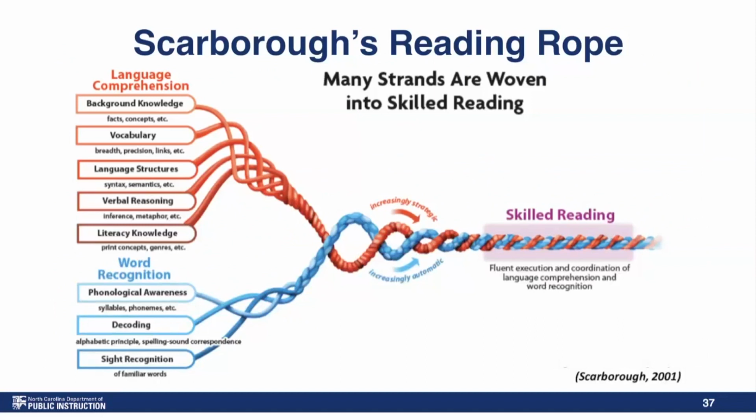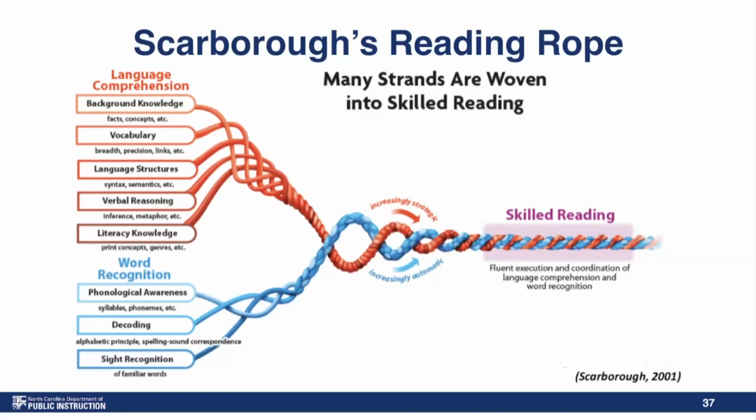So we come back to this model, to Scarborough's reading rope, to show that comprehension is so complex. Hollis Scarborough's rope breaks the skilled reading process down into language comprehension and word recognition skills. Each strand of the reading rope involves different and unique skills that are vital for skilled reading. When any of these strands are underdeveloped, then reading comprehension can be impacted, and we're not going to understand as well as we could have.